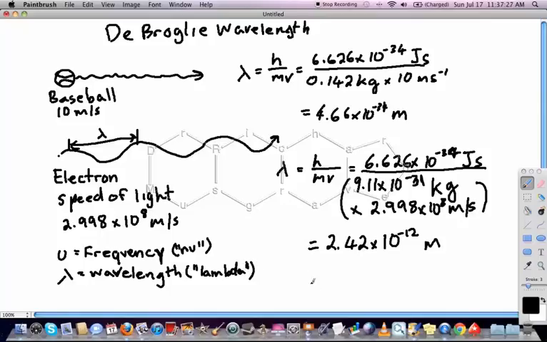Now, frequency and wavelength are related by the speed of light, and what we know is that c, which is the speed of light, is equal to nu times lambda. So what that means is that the frequency is going to equal the speed of light divided by the wavelength. So what we can see here is that there's an inverse relationship. As one increases, one decreases. And we're going to see examples of that when we take a look at the electromagnetic spectrum.